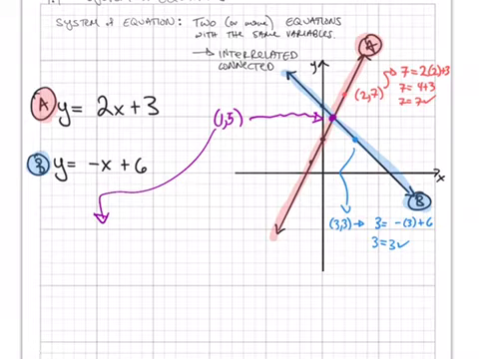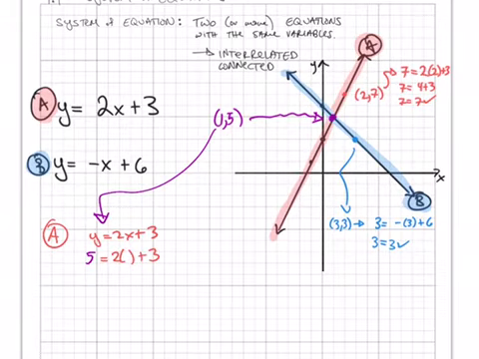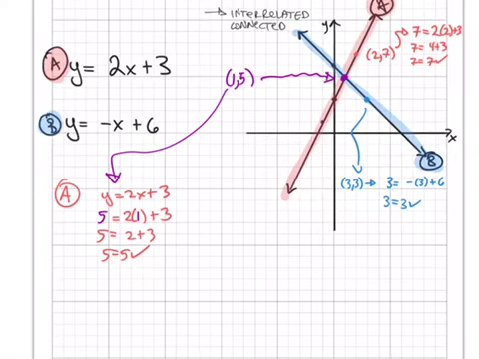And if I plug the coordinates 1, 5 into equation A, then I get the following result. Equation A is y equals 2x plus 3. I replace the letter y with the number 5. I replace the letter x with the number 1. And in this way, I get 5 is equal to 2 plus 3, and the equation is satisfied. So the point 1, 5 is a solution to equation A, and it's a point that's on the red line, on line A. And the same thing is going to be true for equation B.